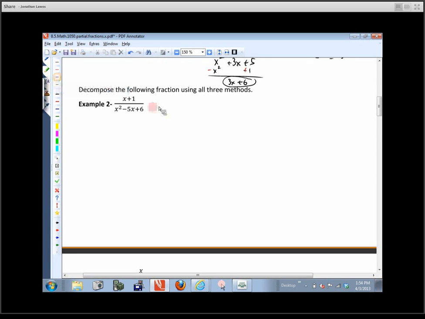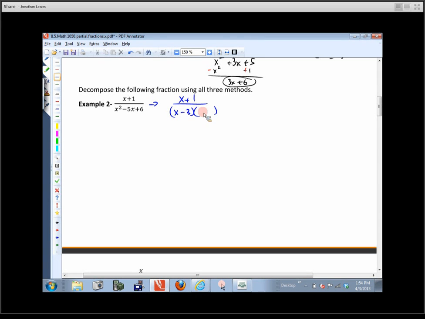Factor the denominator, okay? So we're going to take the denominator and we're going to factor that. Luckily, this factors easily. We're looking for two numbers that multiply to be positive 6 and combine to be negative 5. Careful here, let's make sure we get it right. Negative 2 and negative 3.